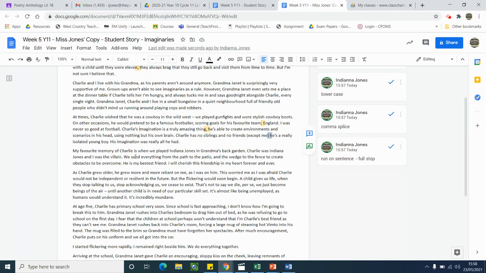My favourite memory of Charlie is when we played Indiana Jones in Grandma's back garden. Charlie was Indiana Jones and I was the villain. We used everything from the path to the patio and the wedge to the fence to create obstacles to be overcome. He is my bestest friend. I will cherish this friendship in my heart forever and ever.